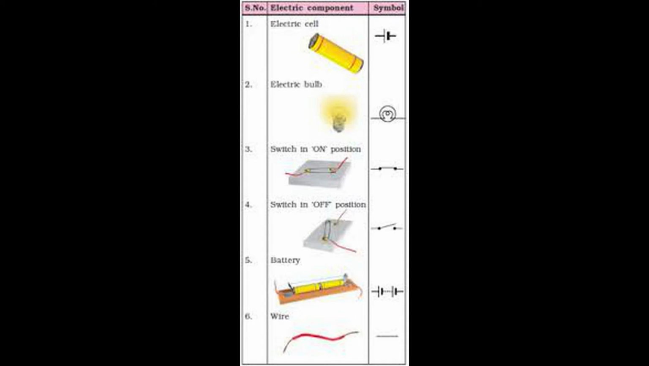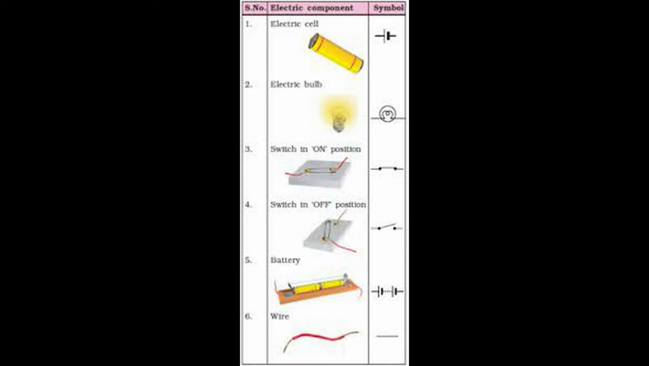Then the switch. Switch on means the wire is connected to that material properly. Switch off means it is disconnected. You can see the connected line is joined, while in the disconnected one the connection will not be there.